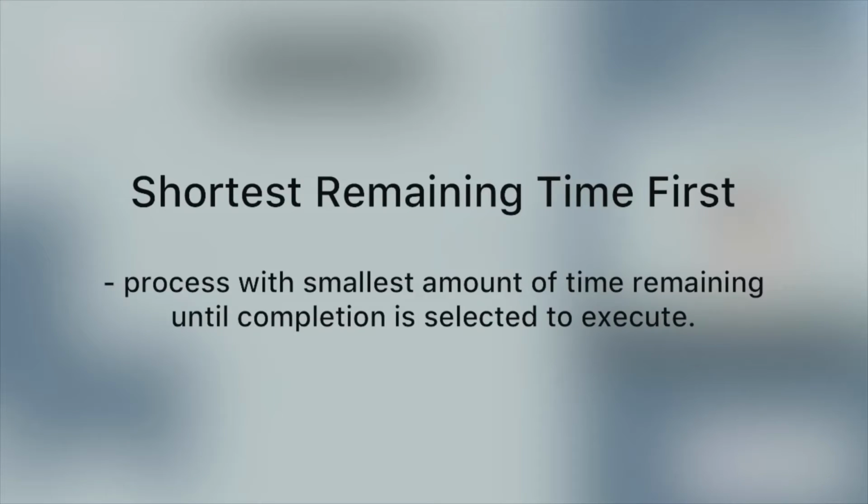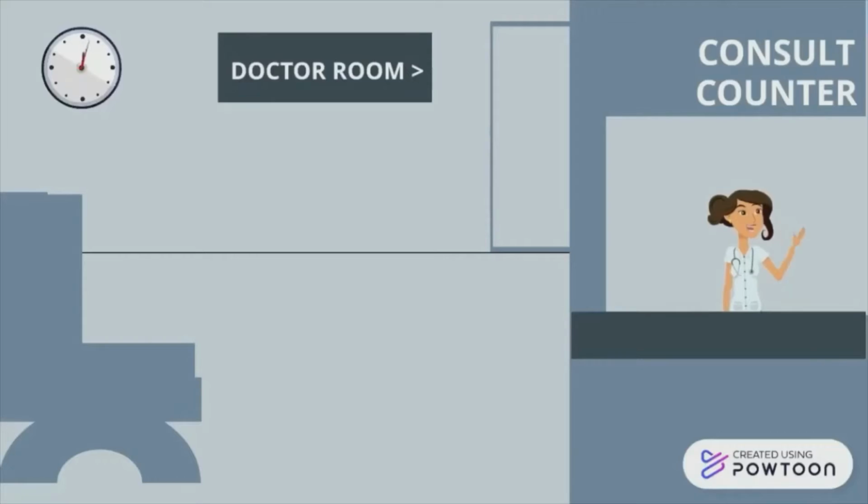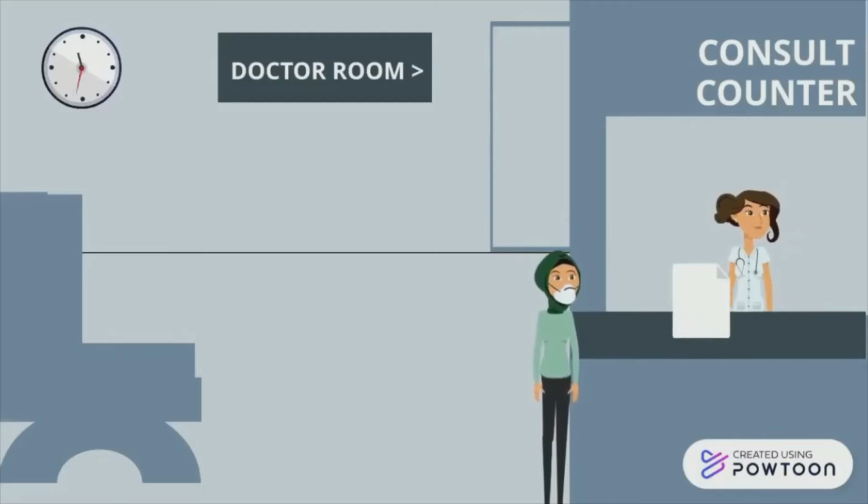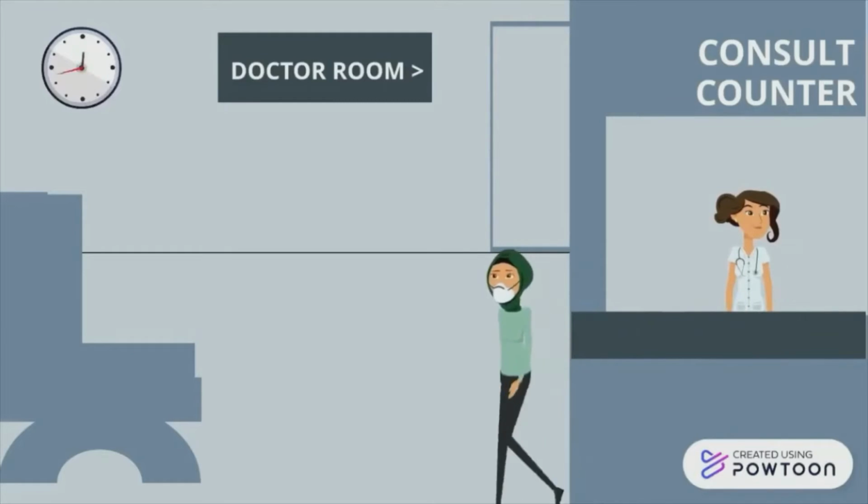The optimal scheduling method is by using shortest remaining time first, which is a scheduling method in which the process with the smallest amount of time remaining until completion is selected to execute. To illustrate, suppose a few patients are coming to the hospital to get consultation. Patient A arrives and fills up the form.